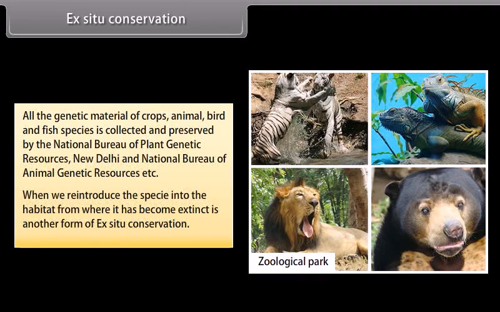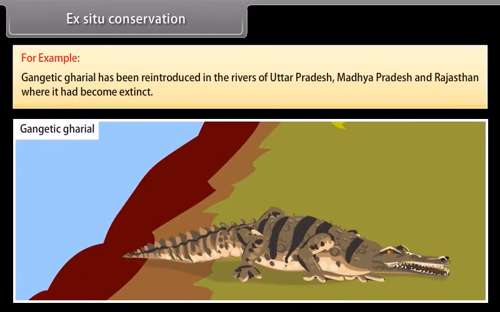When we reintroduce a species into the habitat from where it has become extinct, it is another form of ex situ conservation. For example, the Gangetic gharial has been reintroduced in the rivers of Uttar Pradesh, Madhya Pradesh and Rajasthan where it had become extinct.